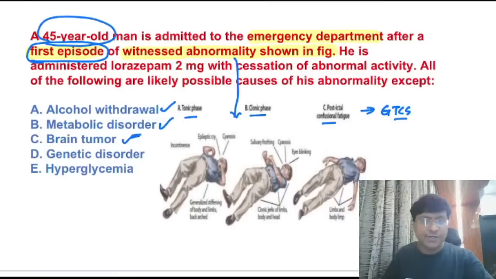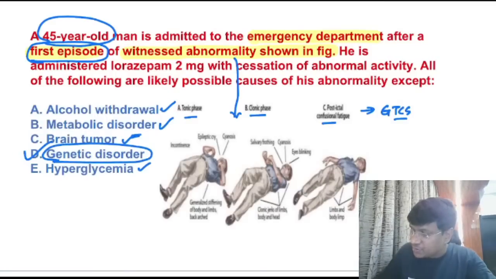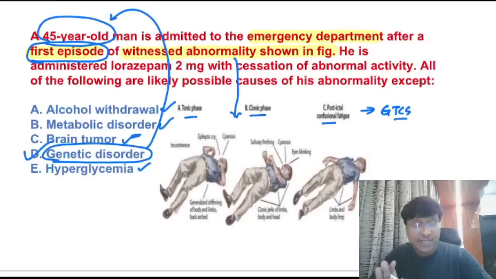Now what about the brain tumor? Yes, in an individual of the 45-year age group, there can be development of a brain tumor that can cause generalized tonic-clonic seizure. Hyperglycemia, yes, it can cause generalized tonic-clonic seizure, but take the genetic disorder. This particular genetic disorder does not coincide with the age of the patient. These genetic disorders typically present in childhood and rarely after the age of 18 years.